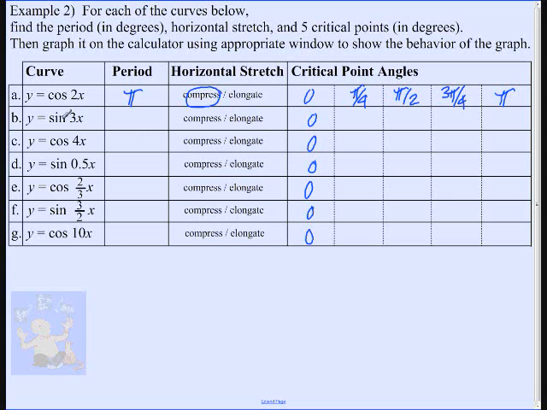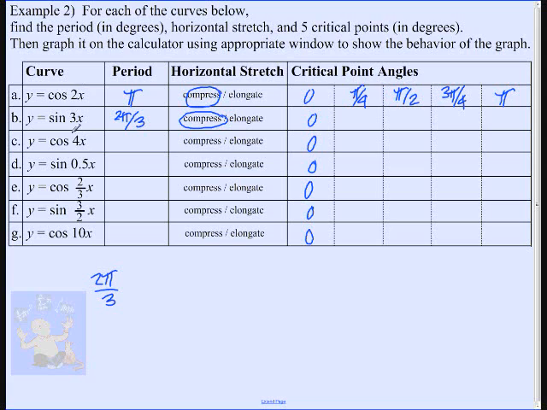This one, which has a frequency of 3. Ooh, what's that period going to be? It's going to be 2 pi divided by 3. It's kind of an unfortunate number, isn't it? But 2 pi divided by 3. What's happened? It's compressed. As long as this number is greater than 1, it's going to be compressed.